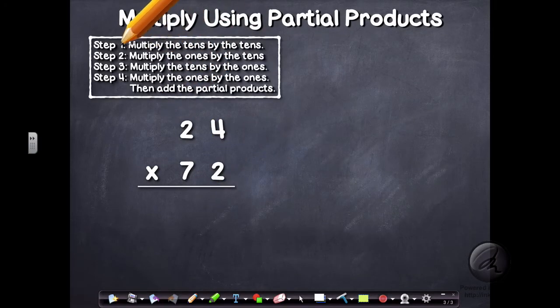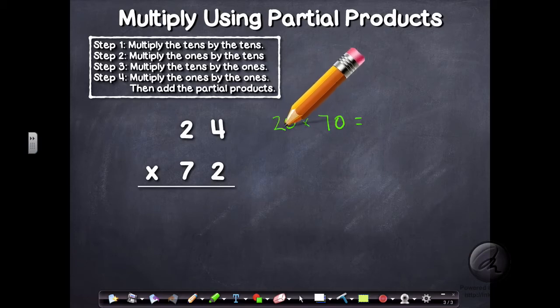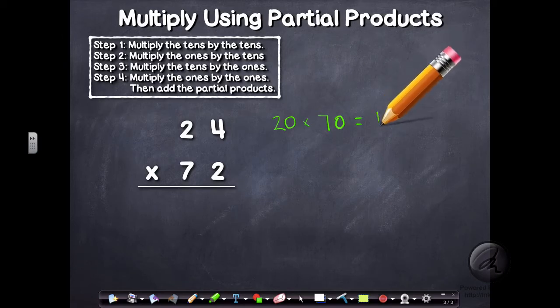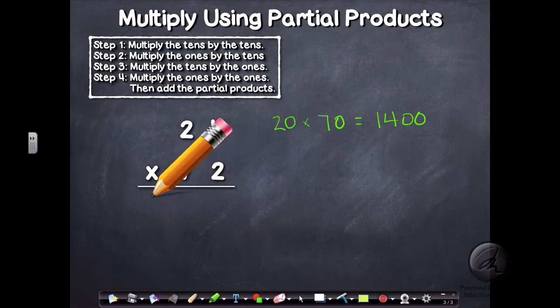If I look up here at my steps, my first step is to multiply the tens by the tens. So I'm multiplying my 2 tens, which is going to be 20, right? The value of this digit 2 is 20, by 7 tens, which would be 70. For right now I can ignore my zeros and just multiply my 10. So 2 times 7 is going to give me 14, and now I can tack on my zeros. I have 2 zeros, so that would be 1400. That's my first partial product.